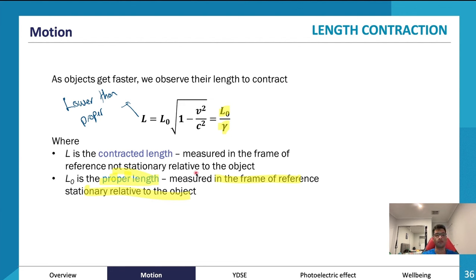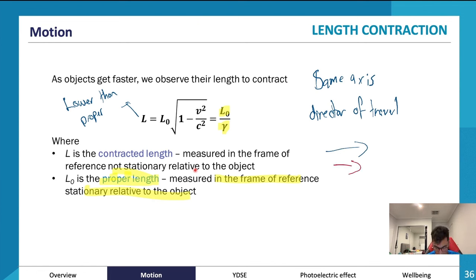Cool. And one more thing with this, length contraction is always in the same axis as the direction of travel. So let's say we're traveling in this direction. Length contraction will only happen in this direction, and it will not contract in the y-axis.